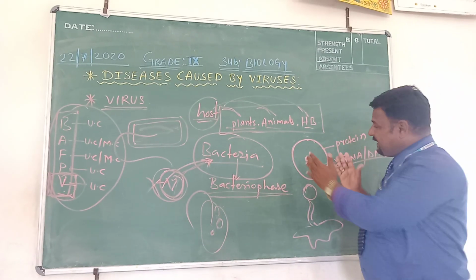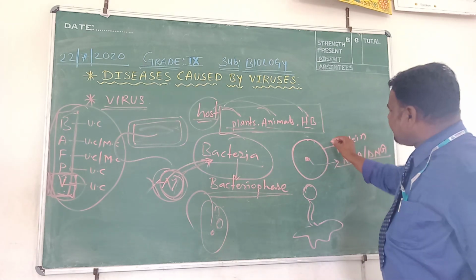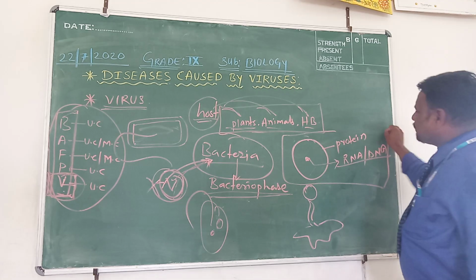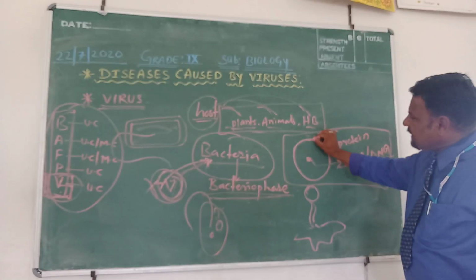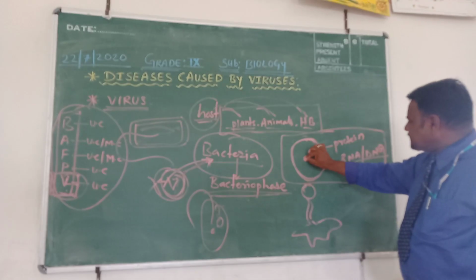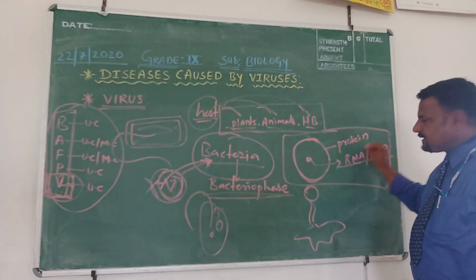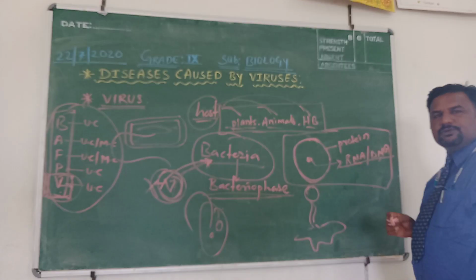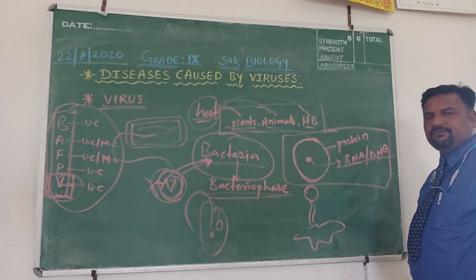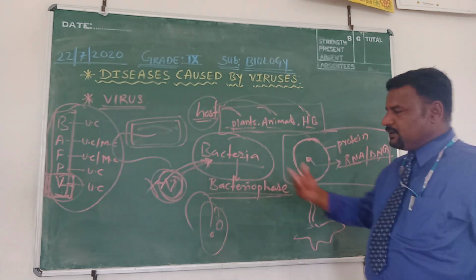But the virus, when observed under a microscope, shows a very simple structure as shown here. The outer coat is made of protein, and inside it has a little amount of genetic material. It may be RNA, ribonucleic acid, or DNA, deoxyribonucleic acid. This is the cell structure of a virus. The further part will be continued in the next session.